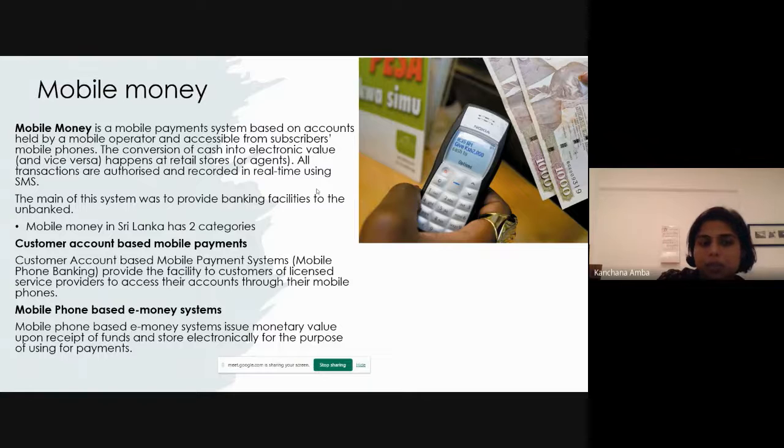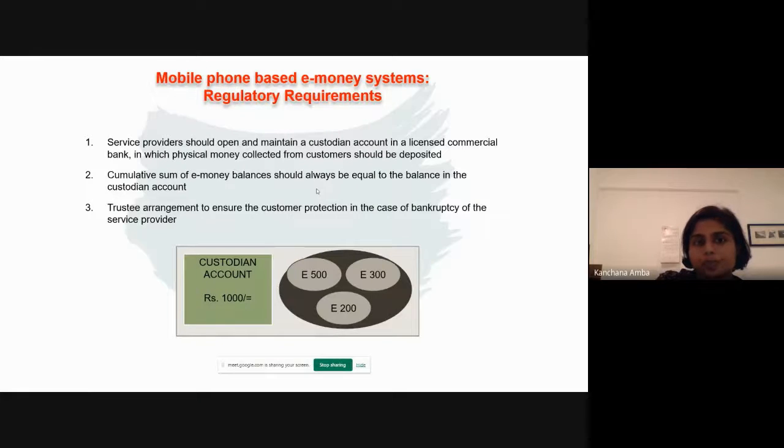The mobile phone based e-money system is the one that the mobile operators use, right? In the mobile phone-based e-money system, the monetary value is issued upon the receipt of funds, and it is stored electronically for the purpose of making payments via the mobile phone itself, right? How e-money works is the back end, the business model of it, that's regulated in Sri Lanka, right?